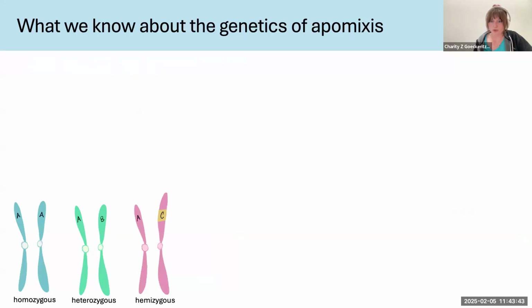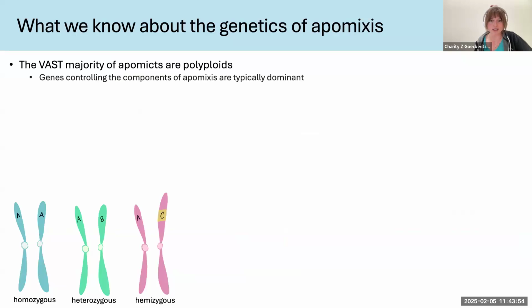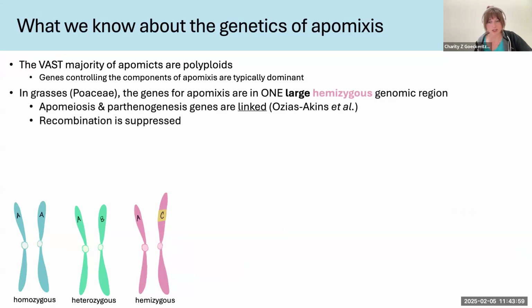Thanks to decades of research, we do know a little bit about the genetic basis of apomixis in a few different plants, but this is my connection here. The first important thing to know is that the vast majority of apomicts are polyploids, and the genes controlling apomixis typically have dominant effects. Two apomictic genes in two species have been well characterized through classic genetic mapping studies. In grasses, the genes controlling apomixis are in one large hemizygous region, and they're linked. So the components for parthenogenesis and apomeiosis are in the same region, and recombination is heavily suppressed there, probably due to this large amount of hemizygous sequence.